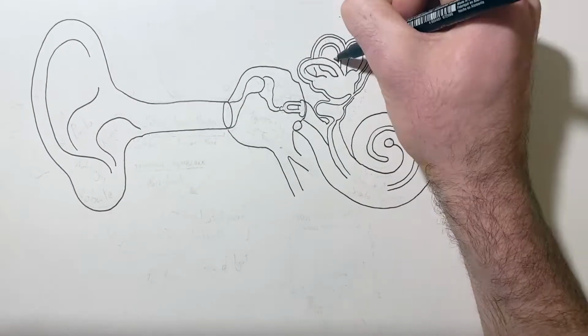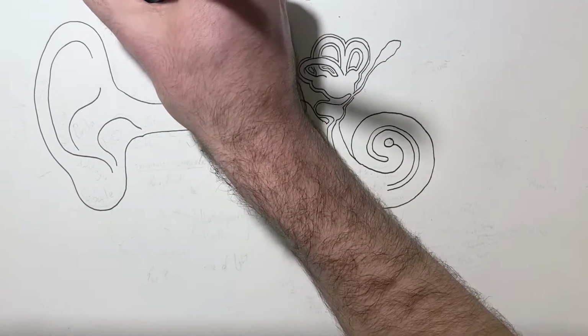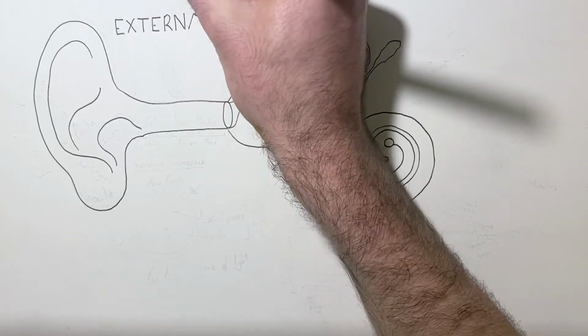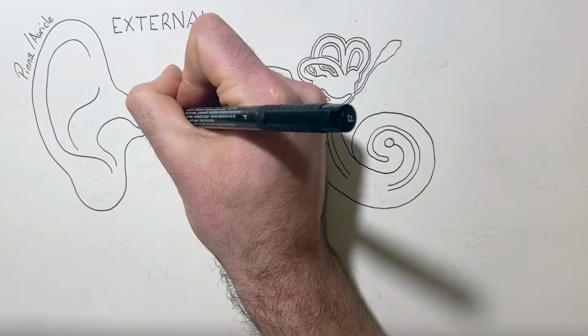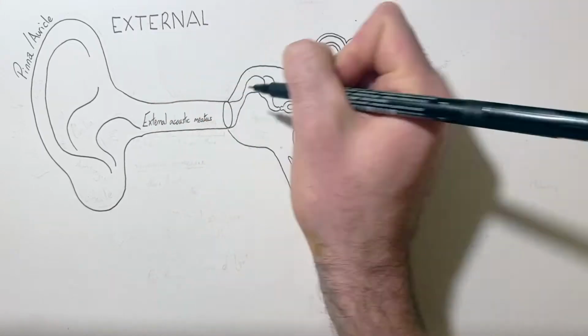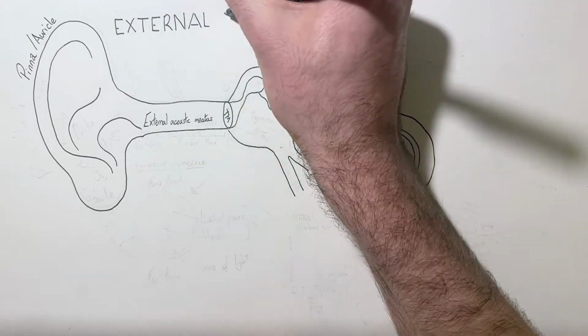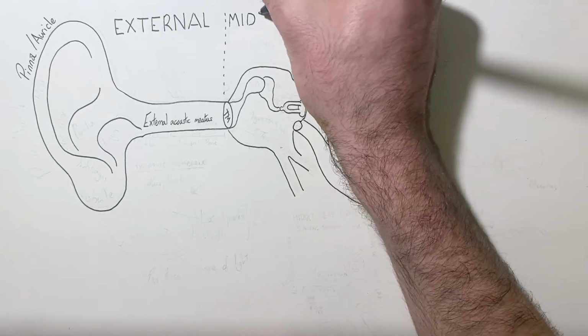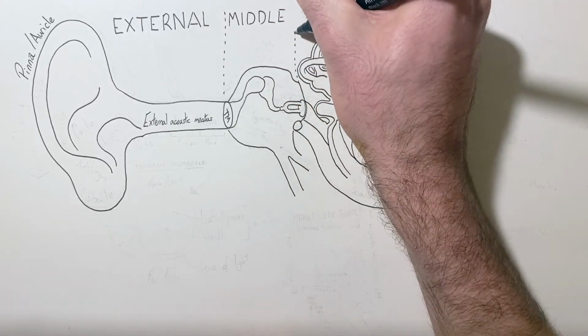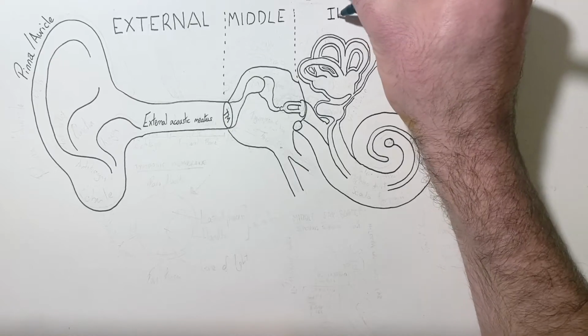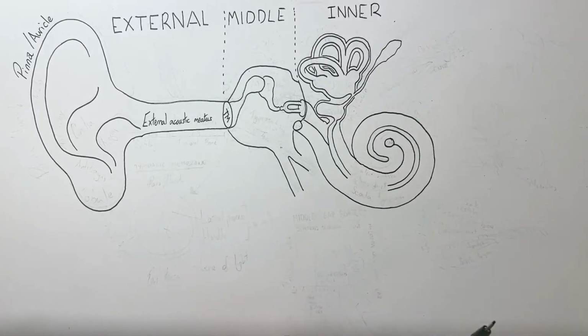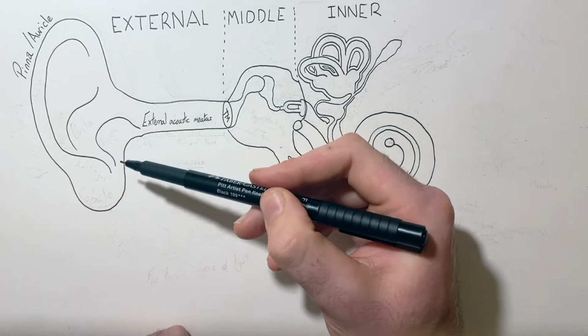Okay, so let's start things off with a simple diagram. The external ear can be divided into three main structures: the pinna, or the auricle, the external acoustic meatus and the tympanic membrane. After that we have the middle ear. This contains the ossicles, and we're going to go over them in detail later on. Finally, the inner ear is made up of the cochlea and the vestibule, which are for interpreting sound and balance respectively.